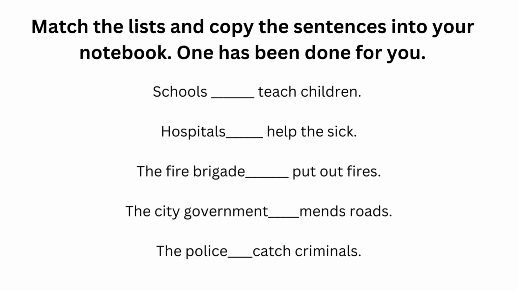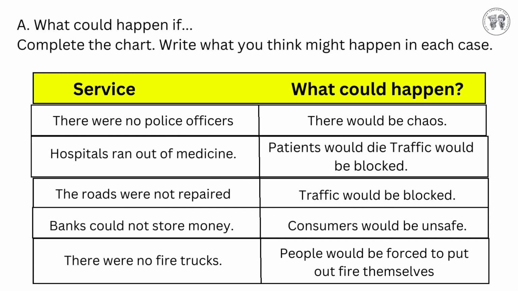Match the lists and copy the sentences into your notebook. One has been done for you. Schools teach children. Hospitals help the sick. The fire brigade puts out fires. The city government mends roads. The police catch criminals.